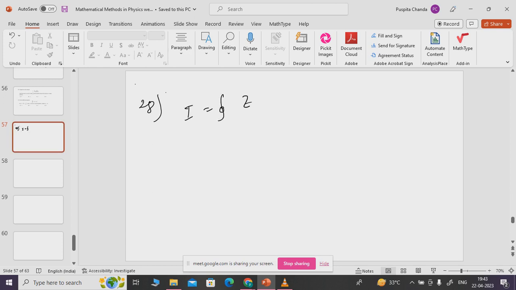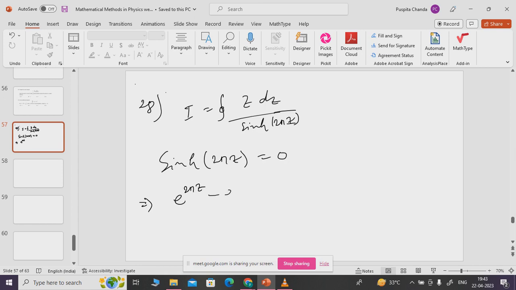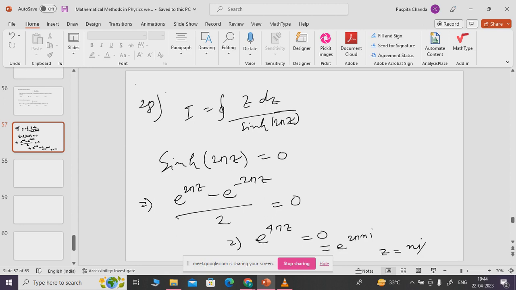Okay. The problem is the integral of z dz over sinh 2 pi z. So to know the poles we need to calculate where sinh 2 pi z is equal to 0. The sine hyperbolic function is (e to the power 2 pi z minus e to the power minus 2 pi z) by 2 is equal to 0. So e to the power 2 pi z equals e to the power minus 2 pi z, and moving e to the power minus 2 pi z to the right hand side, it will multiply to give e to the power 4 pi z equal to 1, so e to the power 2 pi n i is equal to 1. So z is equal to n i by 2.